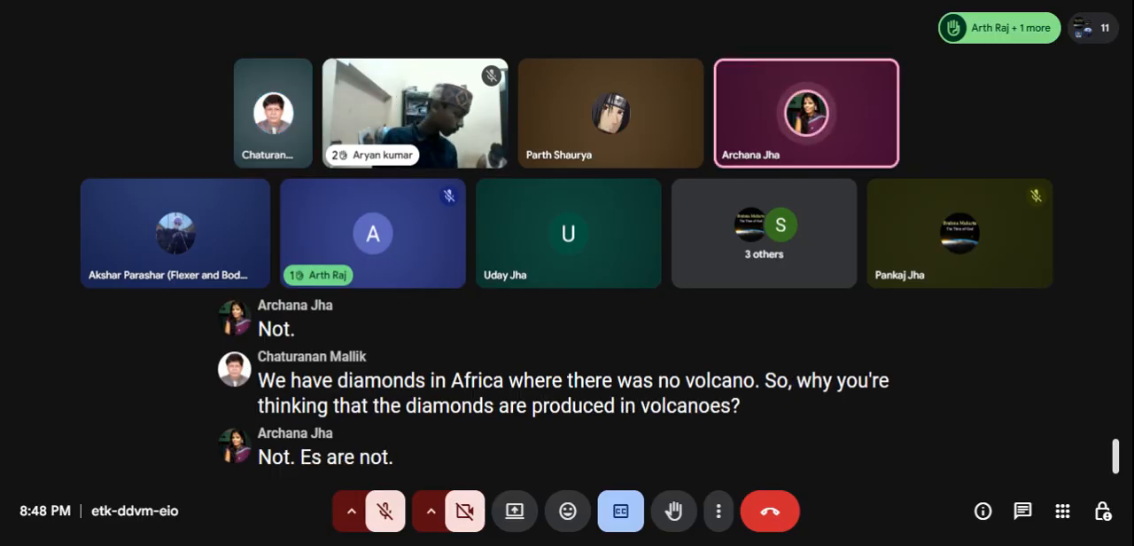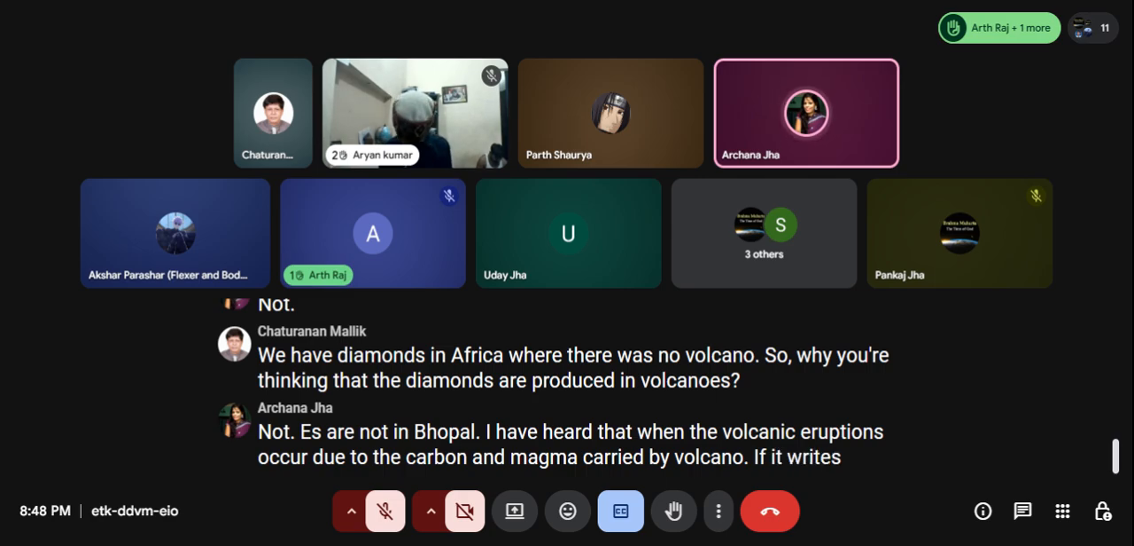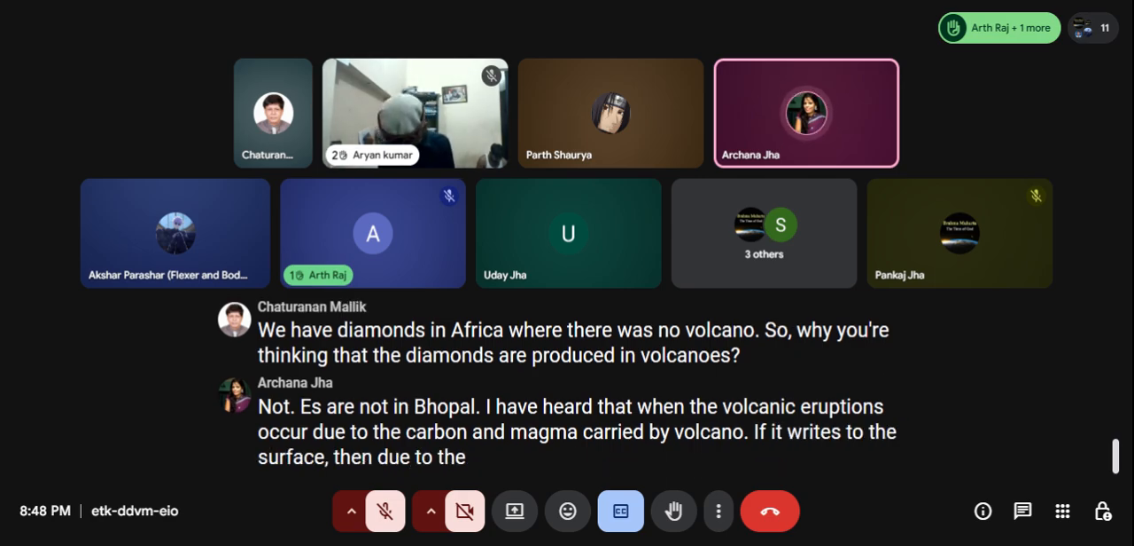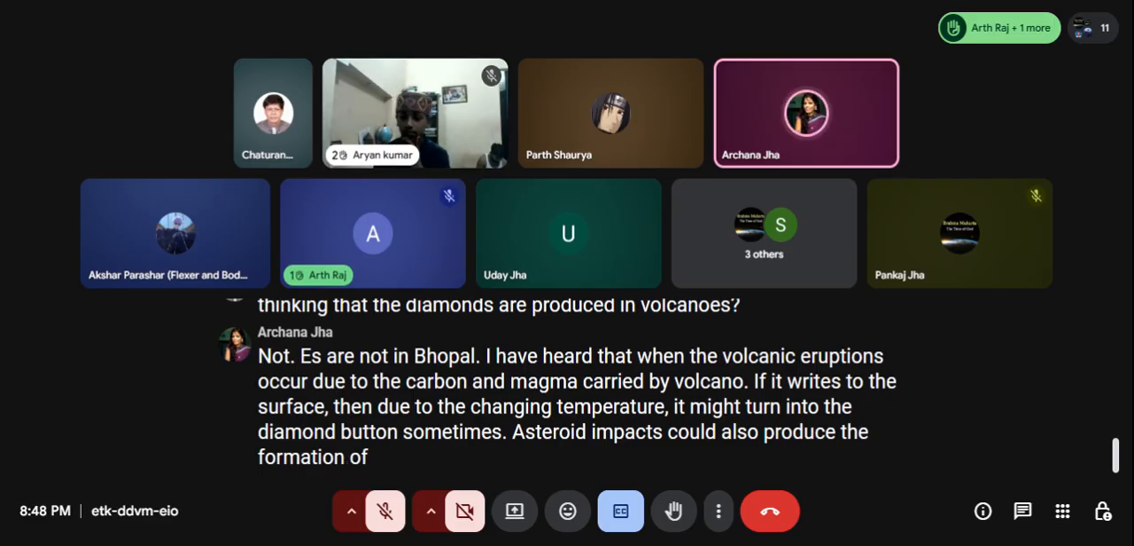No, sir, not in Bhopal. I have heard that when the volcanic eruptions occur, due to the carbon and magma carried by the volcano, if it rises to the surface, then due to the changing temperature, it might turn into the diamond. But sometimes asteroid impacts could also produce the formation of diamonds, like in the case of Mercury.